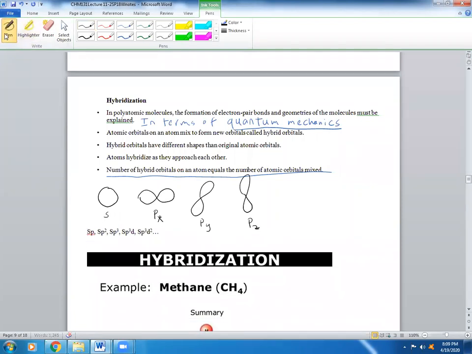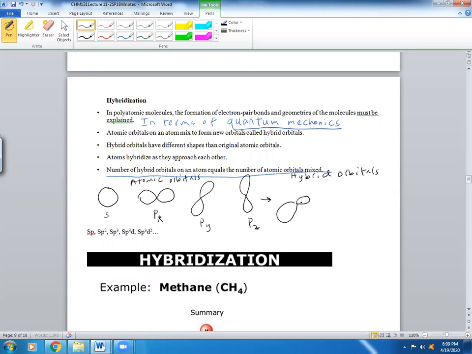Those right here are called atomic orbitals. When you mix them, you get hybrid orbitals. If you mix 4 right here, these are 4 orbitals, you would get 4 orbitals out, and they would look like this.